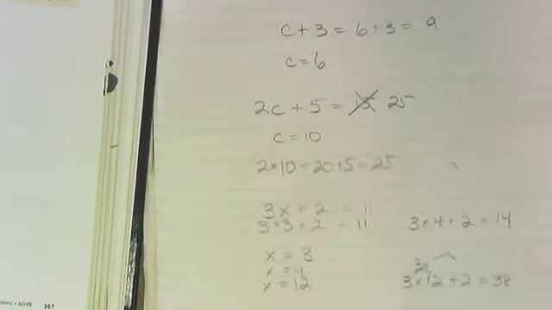Okay, how do you get the answer? If x equals 4, then it's 3 times 4 plus 2 equals 14. Okay, what about if x equals 12? How do you figure out the answer? 3 times 12 equals 36. And 36 plus 2 is 38.